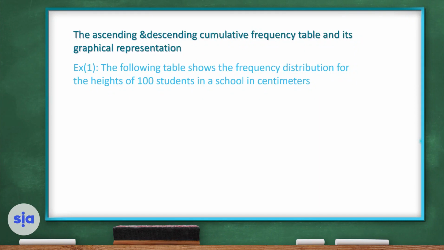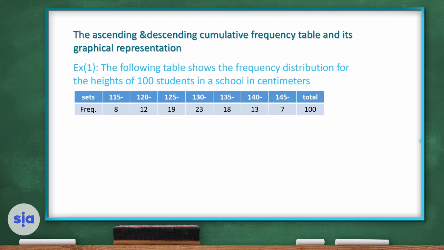In this example, the question says: the following table shows the frequency distribution for the heights of 100 students in a school in centimeters. Here's the table. From 115 up to before 120 centimeters we have 8 students. From 120 up to before 125 we have 12 students. 125 up to before 130, 19 students, and so on.